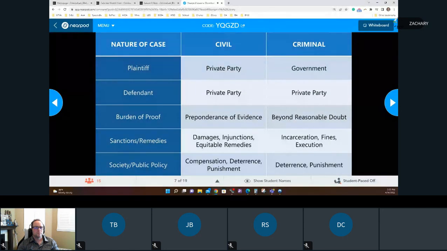Finally, civil and criminal law differ in certain respects when it comes to the underlying societal goals or public policies. Civil law is about compensation, first and foremost, but also about deterrence of future misconduct, and, to some extent, punishment. Punishment is normally not an important element of civil law, with the exception, however, of punitive damages in tort cases.